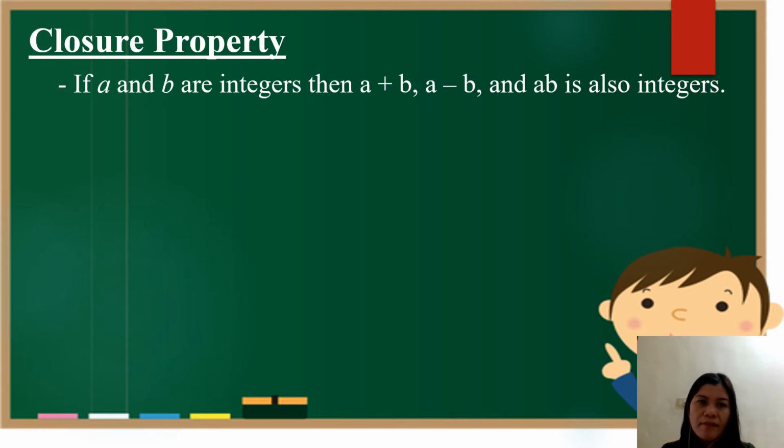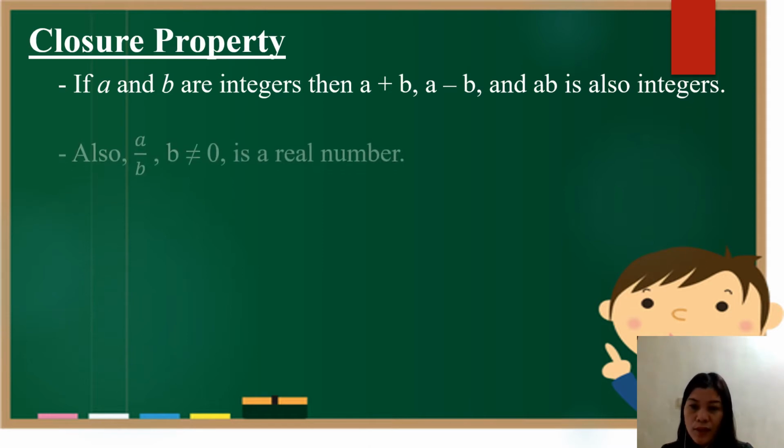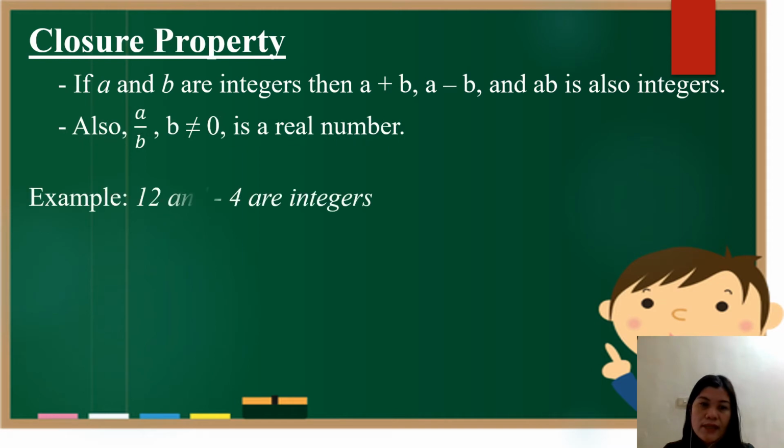If a and b are integers, then a plus b, a minus b, and ab are also integers. So let's have here, for example, 12 and negative 4 are integers. So you have 12 plus negative 4 equals positive 8.